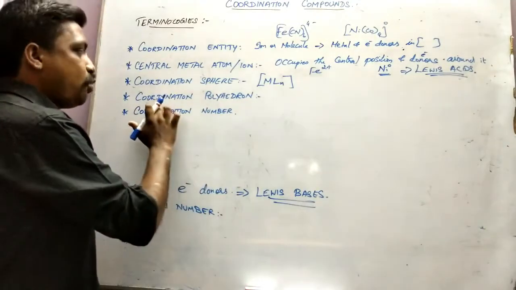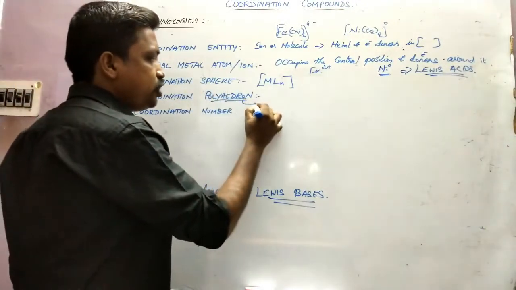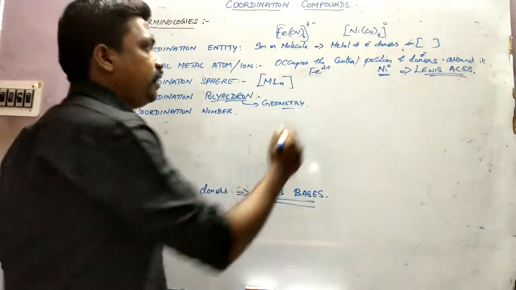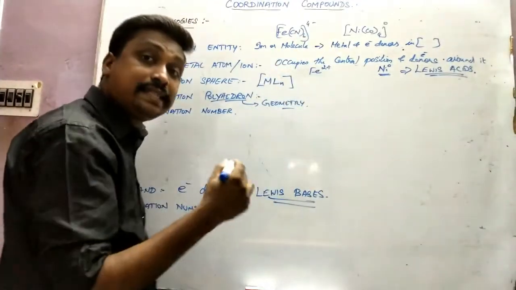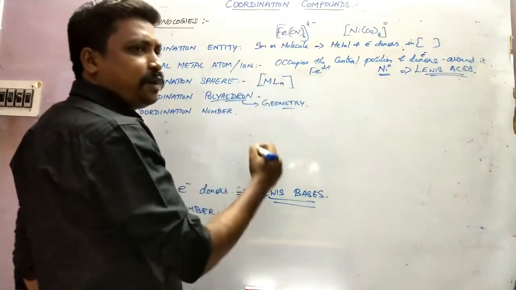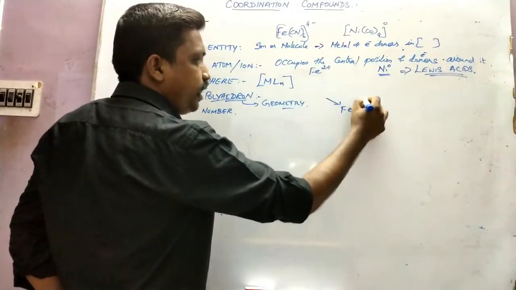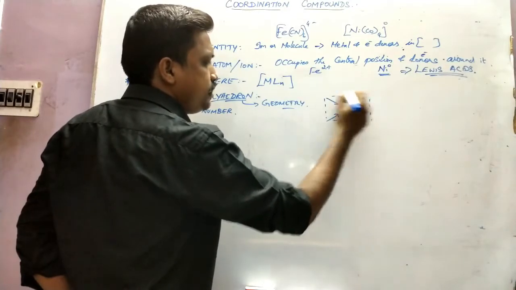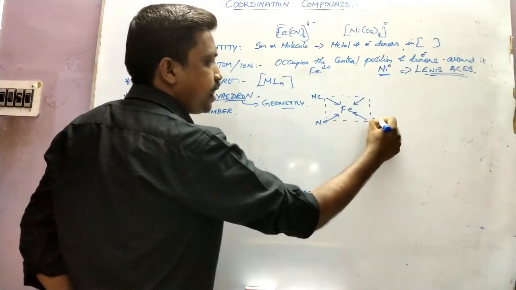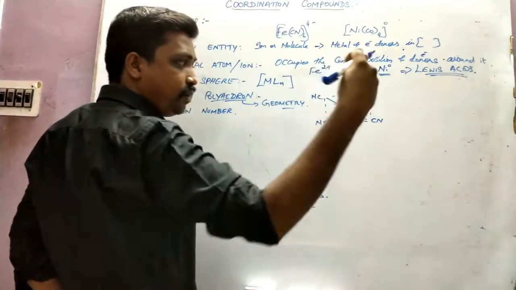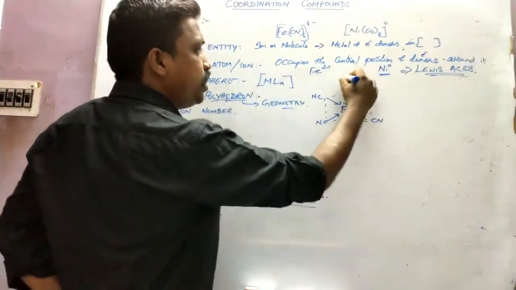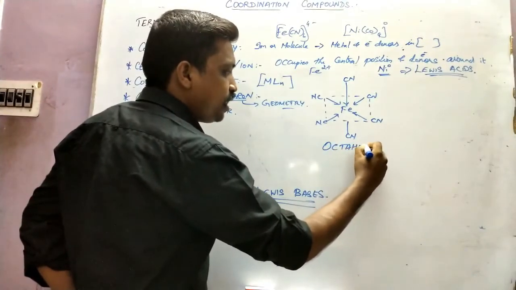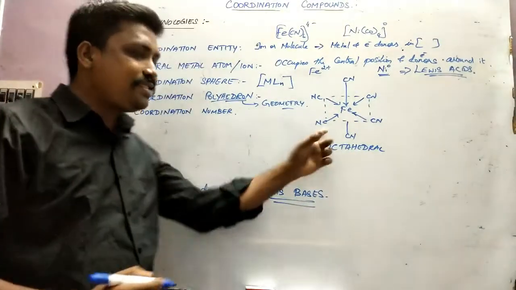Right. Next, coordination polyhedron. Polyhedron means geometry. Consider here there are 6 ligands, all cyanide species. How will the 6 be located? One cyanide, second, third, fourth. These 4 cyanides will be in a single plane. The 5th one will be in front of the board, and the 6th one will be behind the board. So what is the shape of this compound? It has octahedral geometry, since there are 6 ligands.